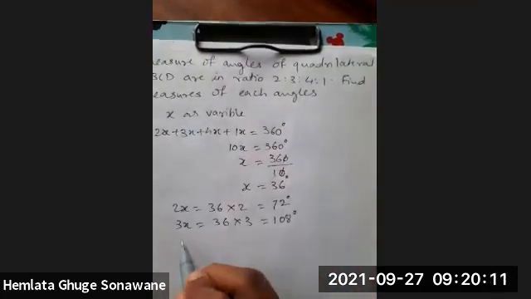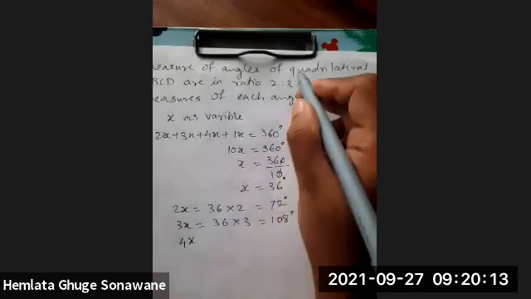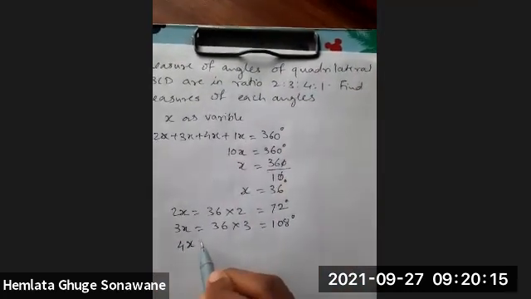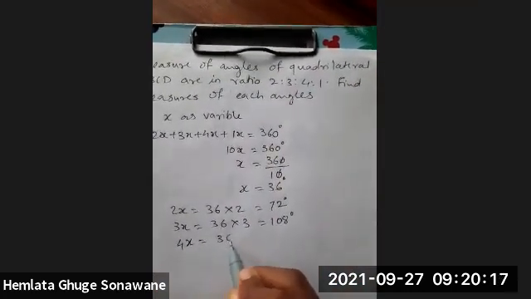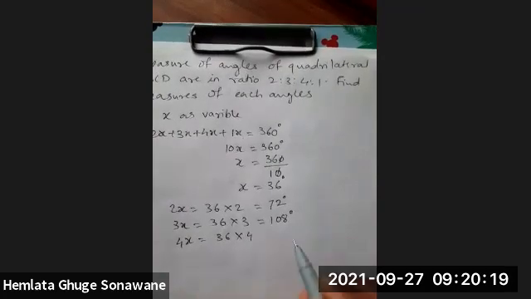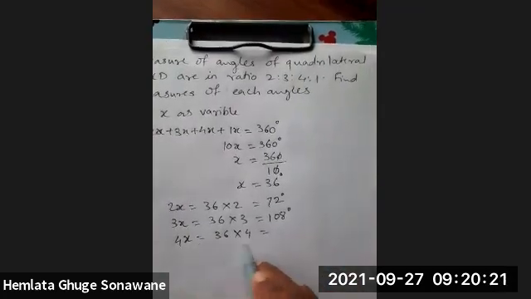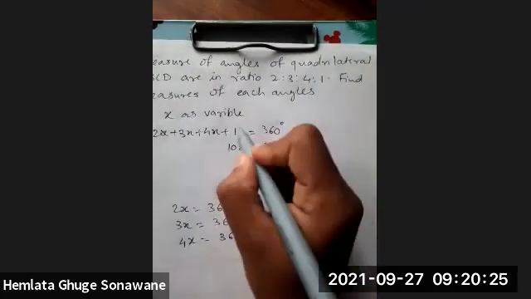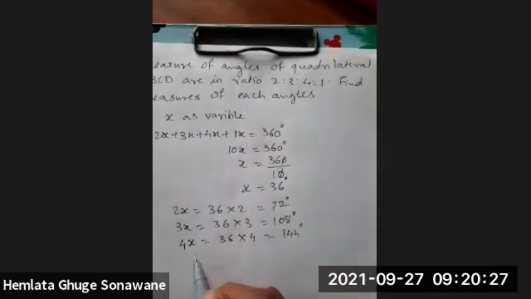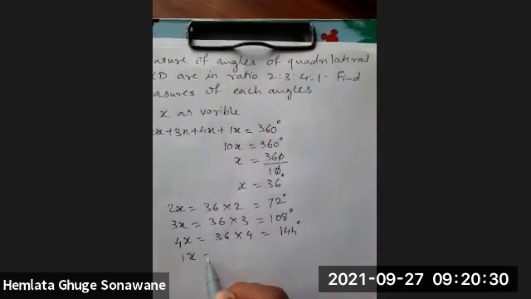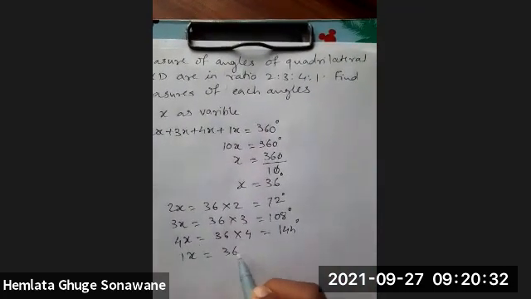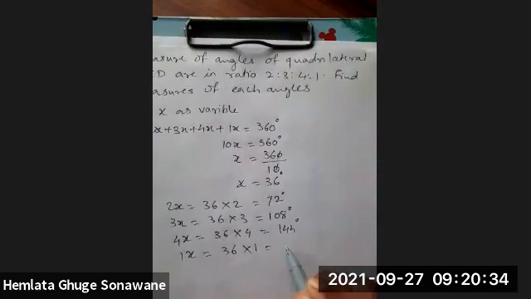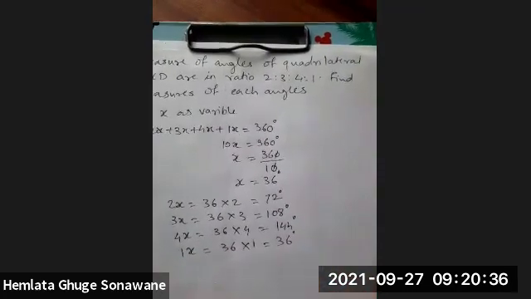Next angle is in the proportion of 4, so we'll write here 4x. So value of x is 36 and 4, so 36 fours are 144. And next angle is 1x, that is x. So value of x is 36 into 1, that is 36 degree.